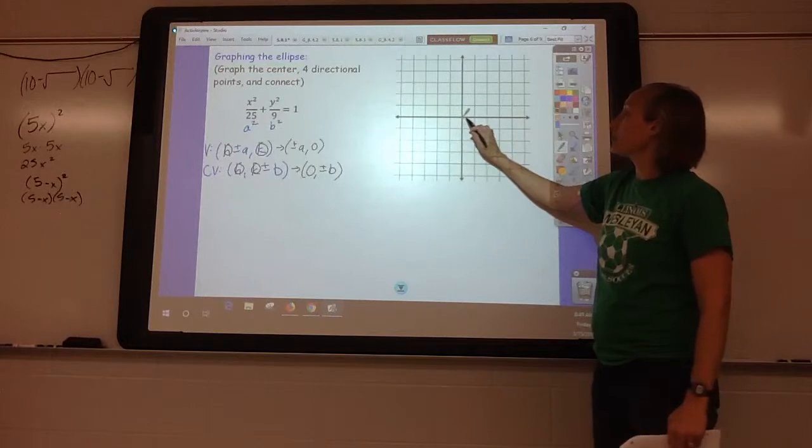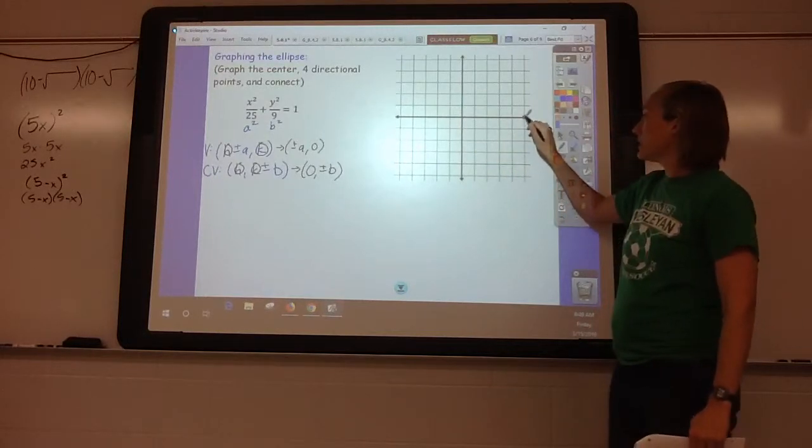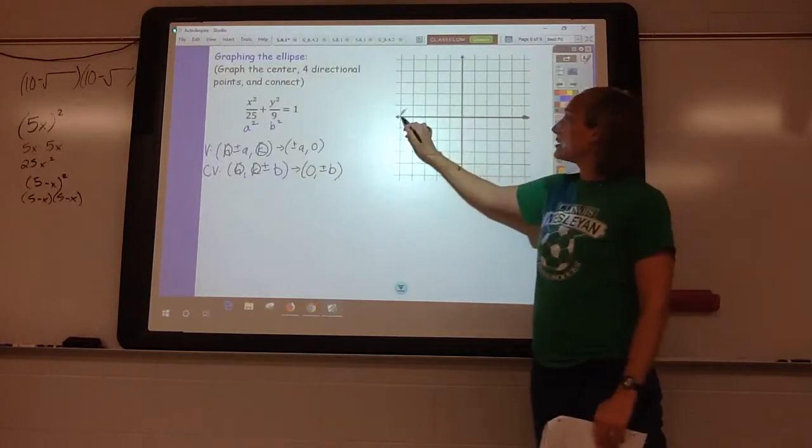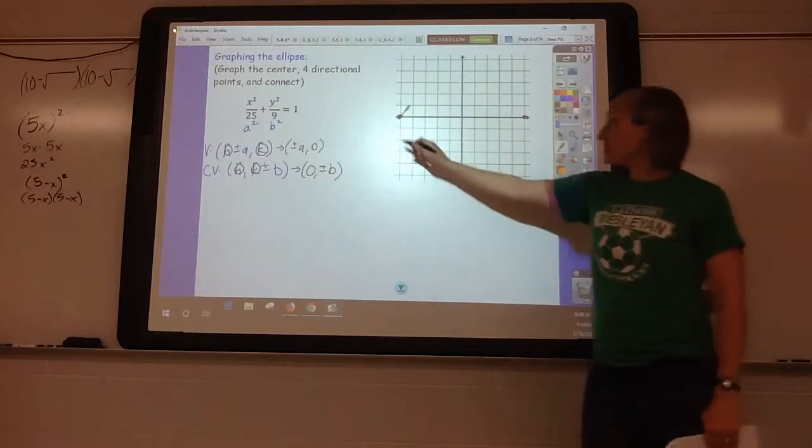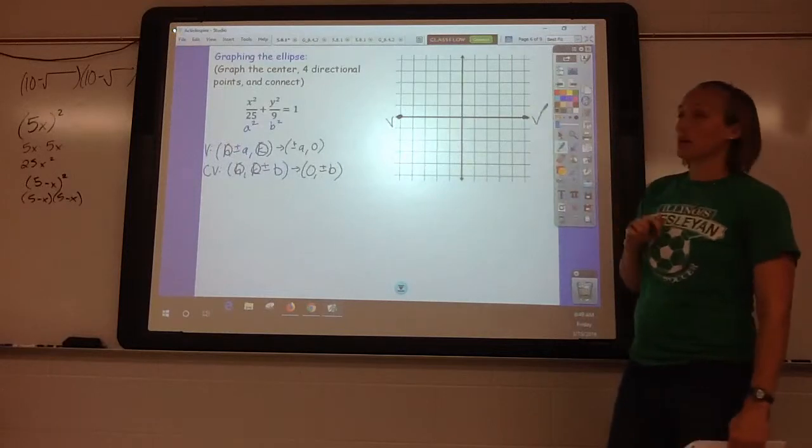Let's do plus 5, 0 first. I go over here, I go to 5, 0. That's one of my vertices. I go over here to negative 5, 0. That's my other vertex. Okay, there's my vertices. If you want to label them, you can. You don't need to, but you can label them.